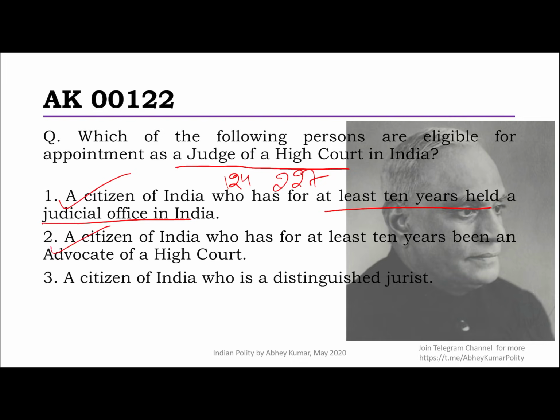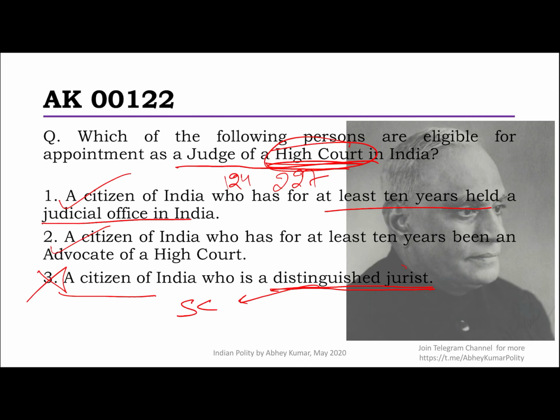Similarly, second is also there, a citizen of India who has for at least 10 years been an advocate of a High Court. However, the third point, that a citizen of India who is a distinguished jurist. Now that is actually not a provision for high courts. That is a provision actually for the Supreme Court judges, though it was added, but then it was removed again later. Distinguished jurist is not eligible criteria for the judges of high court. It is there only for the Supreme Court judges.